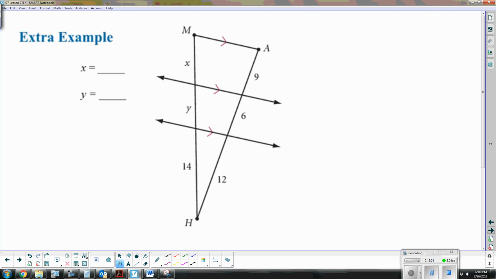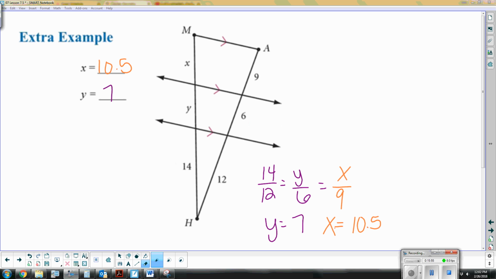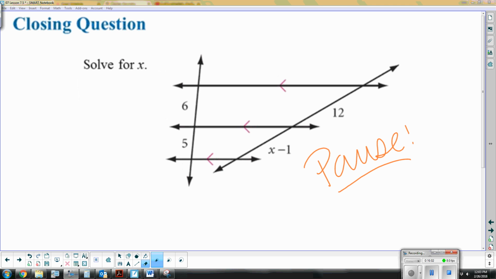So I want you to take a minute, pause the video, work through the extra example and the closing question, and when you're finished, you can unpause for the solution. So in this extra example, x is equal to 10.5 and y is equal to 7. So now you can work your way through the closing question. And please pause the video while you work.